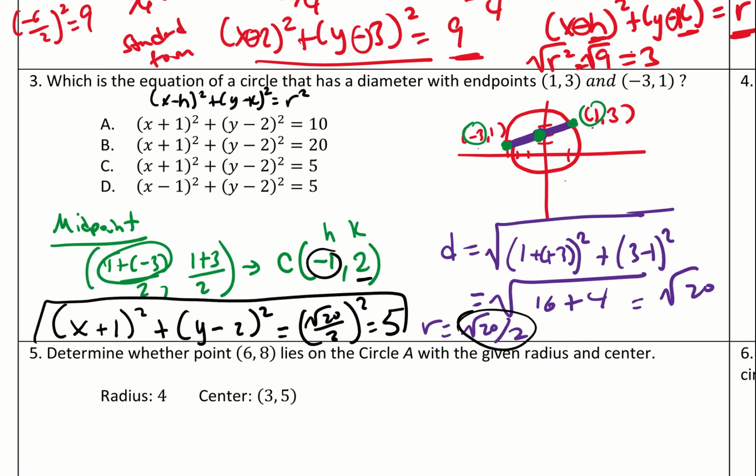So this is the equation of my circle. X plus 1 squared, y minus 2 squared equals 5. And so the answer is C here.